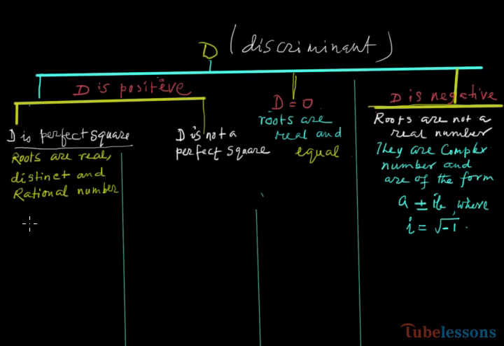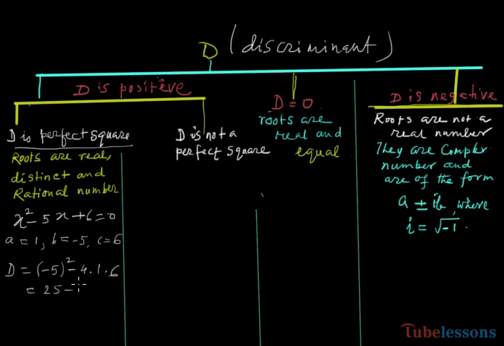Suppose we are taking an equation x square minus 5x plus 6 is equal to 0. So here a equals 1, b equals minus 5, and c equals 6. So d equals minus 5 whole square, that is b square, minus 4 into 1 into 6. So it comes 25 minus 24, and this becomes 1, and 1 is a perfect square. So if you solve this one, the roots will be real, distinct, and rational numbers.